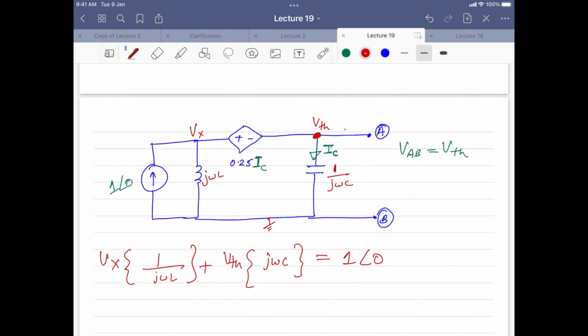What will be the, if you substitute this, you will get minus JVx plus 2j VTH is equal to 1 angle 0, right? You will get this or not?